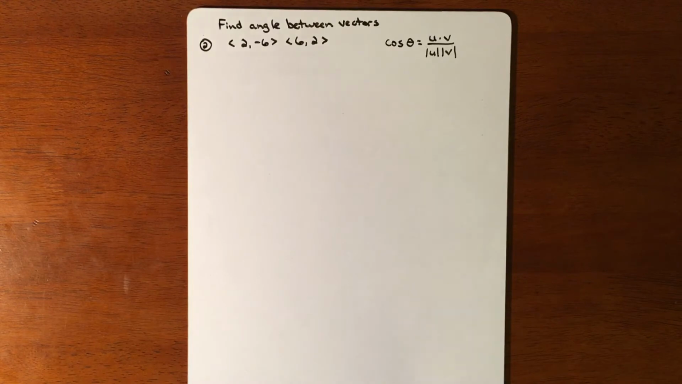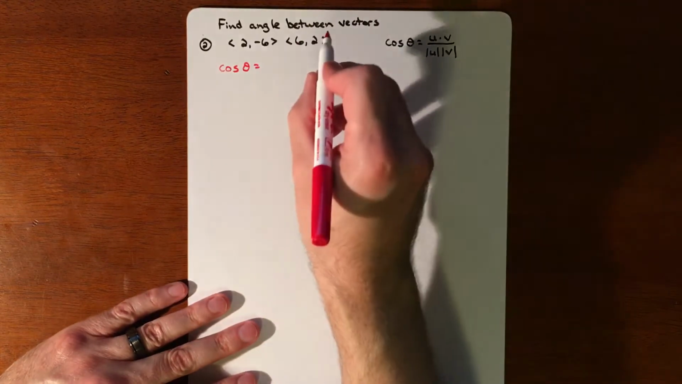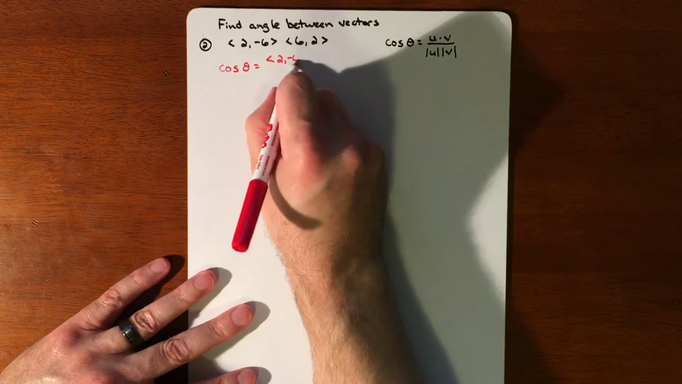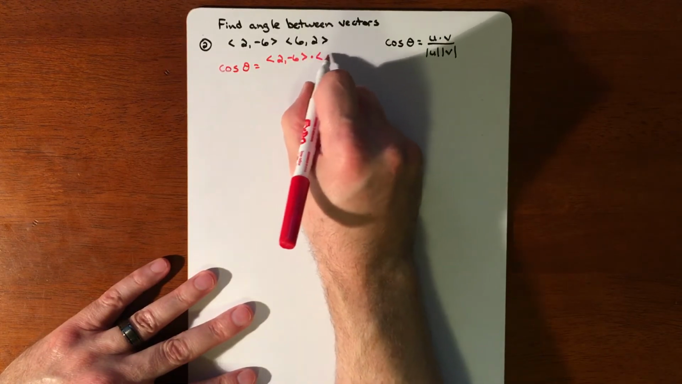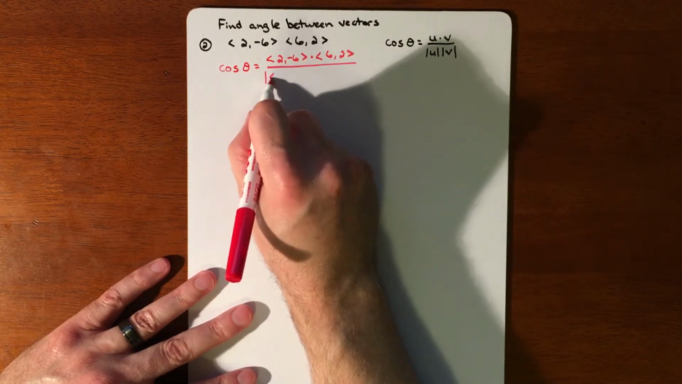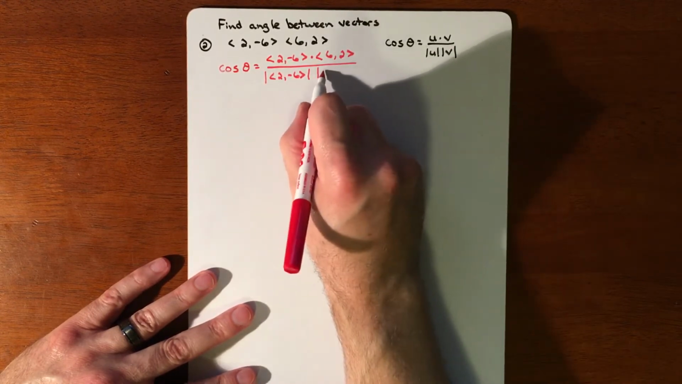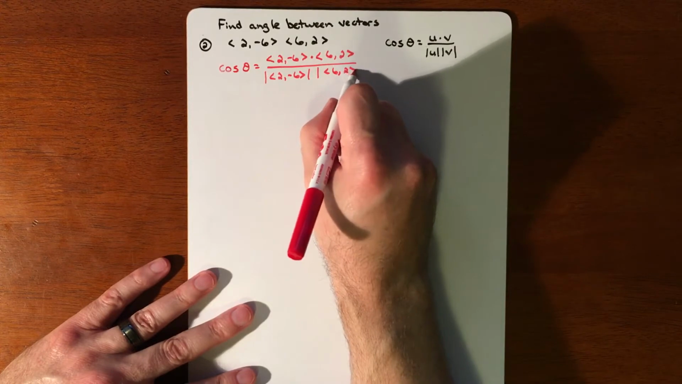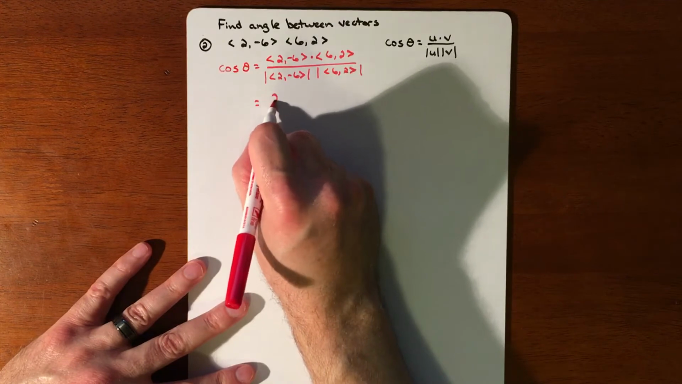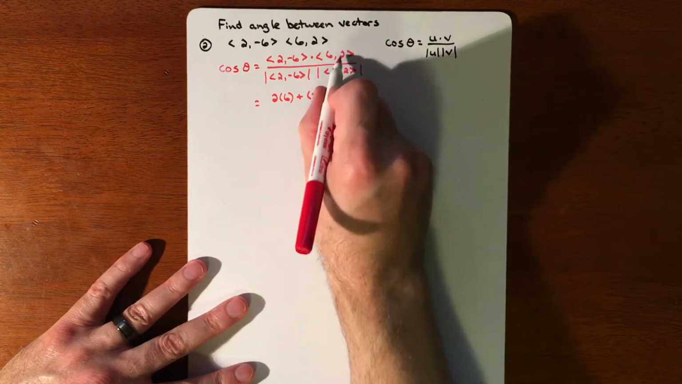So if we go through the math on this, we're going to be doing cosine of theta equals the dot product of this, and then divided by the magnitude. So the magnitude of this vector times the magnitude of this vector. Okay, so dot product is multiplying essentially the x's together. So you got a 2 times 6 plus a negative 6 times 2.